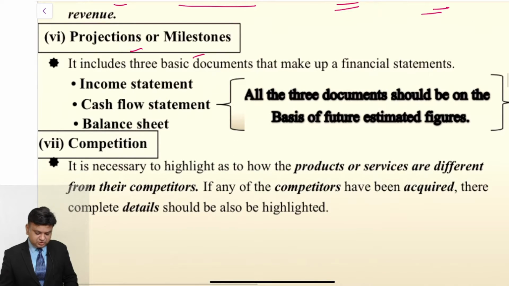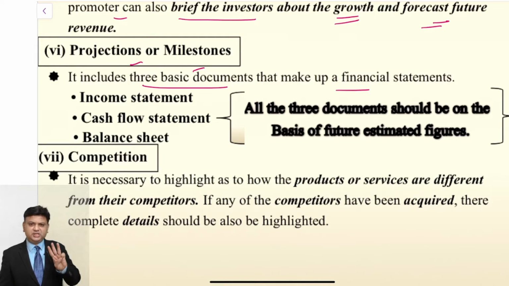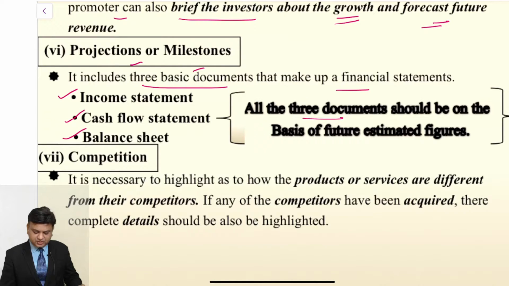Projection of milestones. It includes 3 basic documents that make up the financial statement. So 3 things are required: one is the income statement, second is the cash flow, and third is the balance sheet. All the 3 documents should be on the basis of future estimated figures.